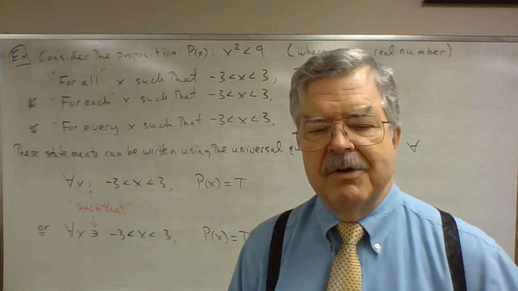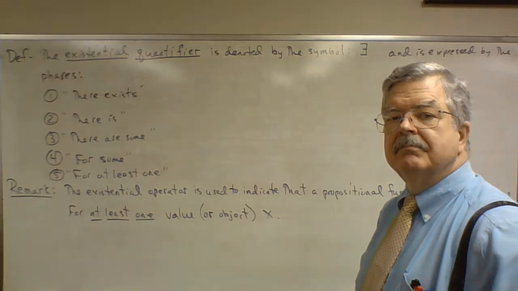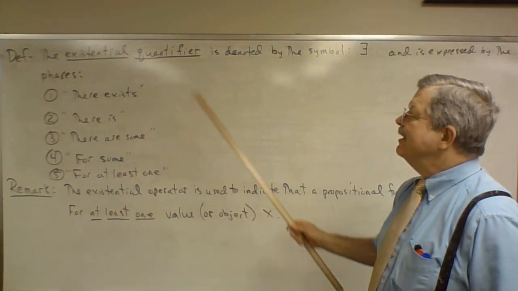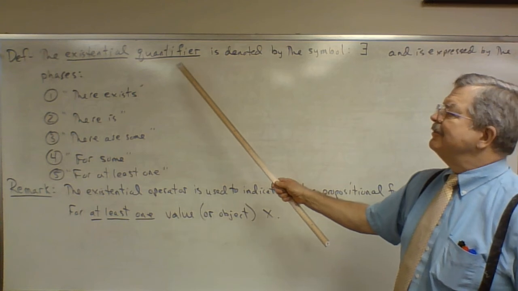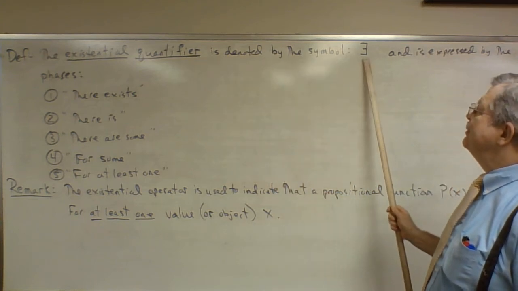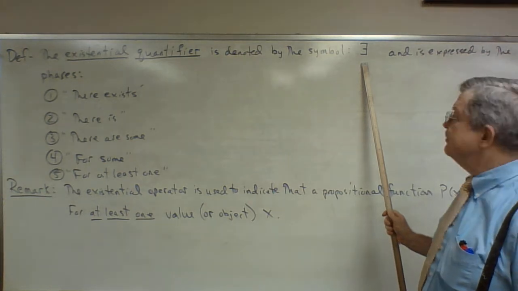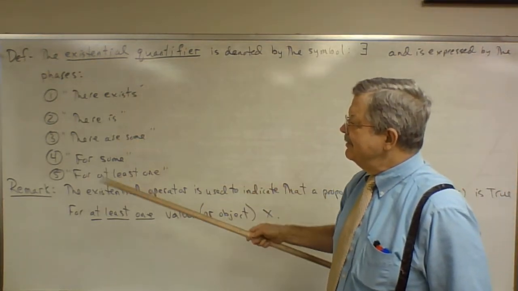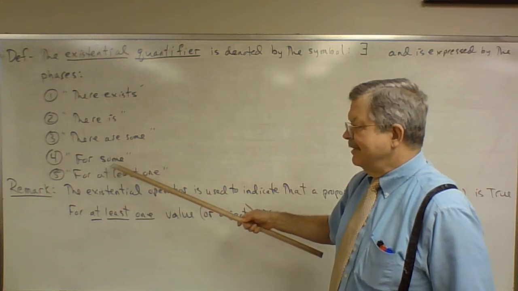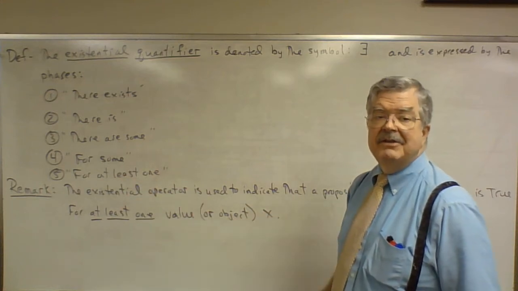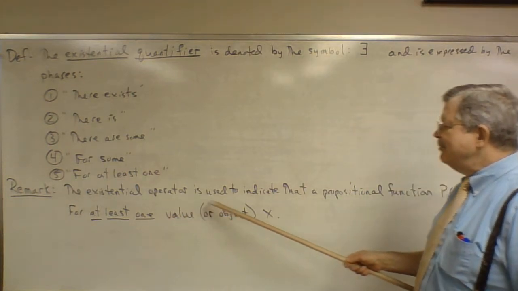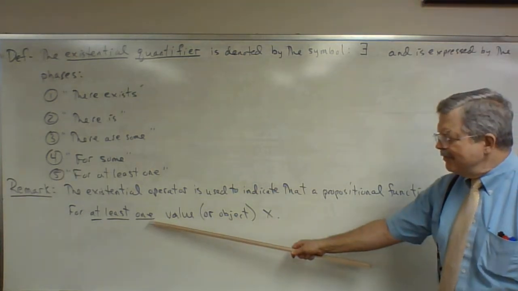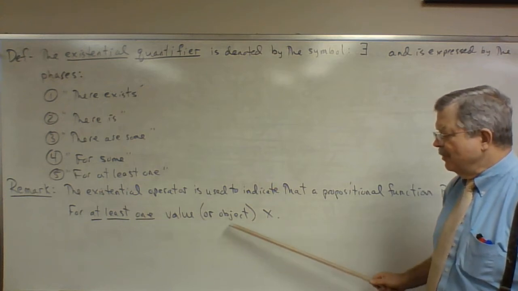Now let's take a look at another quantifier. Let's continue with the existential quantifier. The existential quantifier is denoted by the symbol, and this is just a backwards capital E, and is expressed by the phrases there exists, there is, there are some, for at least one. The existential operator is used to indicate that a propositional function, p of x, is true for at least one value x, or one object x.